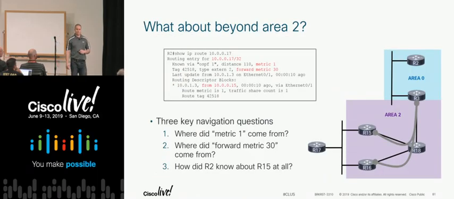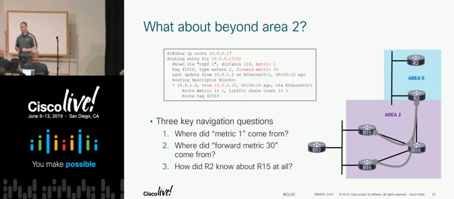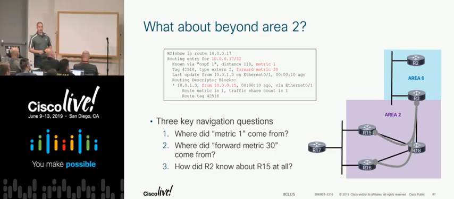What happens if we go outside of our local area? So we were on R3 before, and we were like, okay, I want to get to R17. But now I'm in a different area. I'm in area 0, and that individual wants to get to R17. These are 3 key questions. When you're dealing with external routes in OSPF, and you have a multi-area network, you need to know how to answer these 3 questions with complete clarity. Because if you can't, you're going to be hurting real bad when things break, because it's going to be very hard to troubleshoot. So the first question is, where did metric 1 come from?